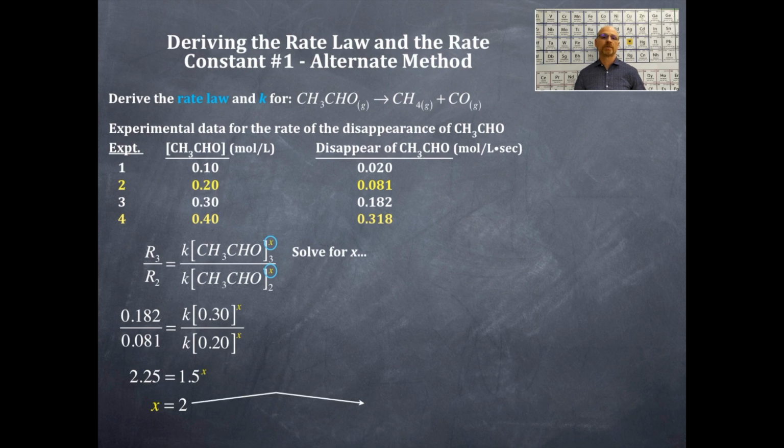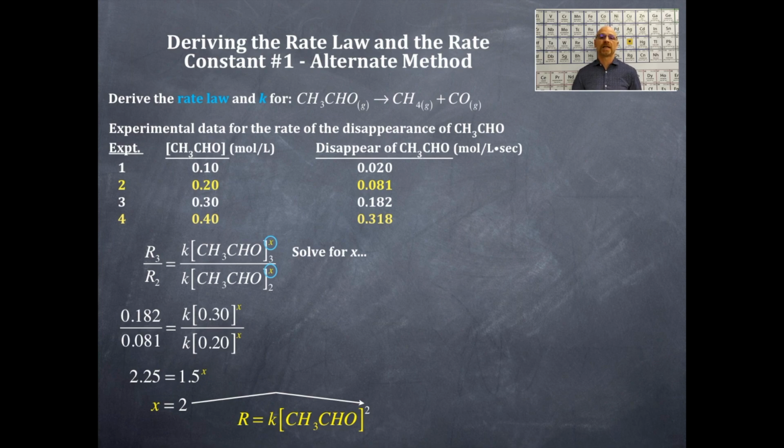So now what we're going to do is write the rate law based on this information. So the rate law is equal to R equals k, the concentration of the acetaldehyde, to the power of 2, because that is the order of the acetaldehyde. That is an alternate method.